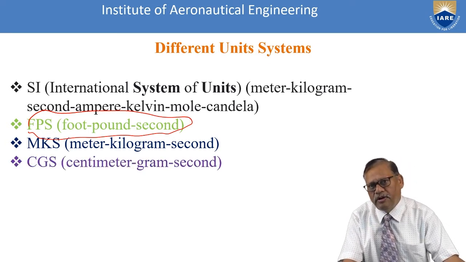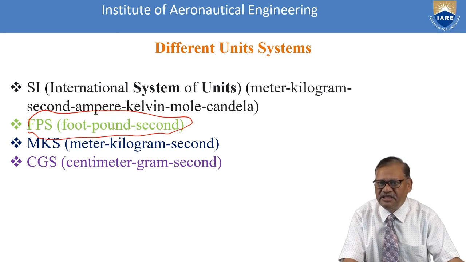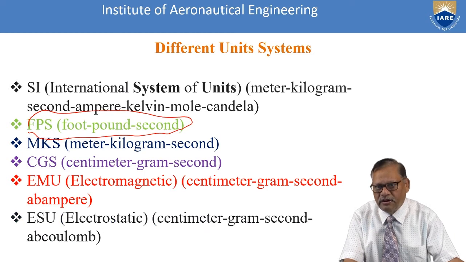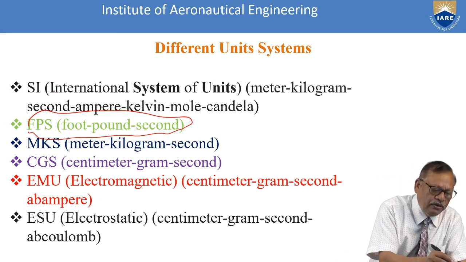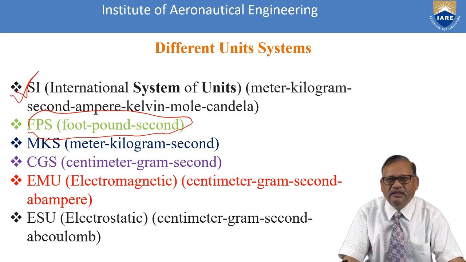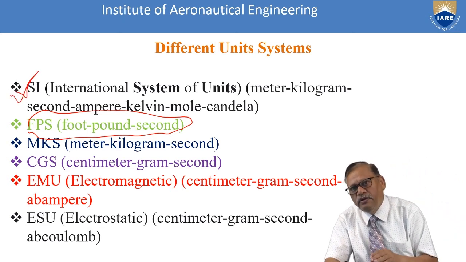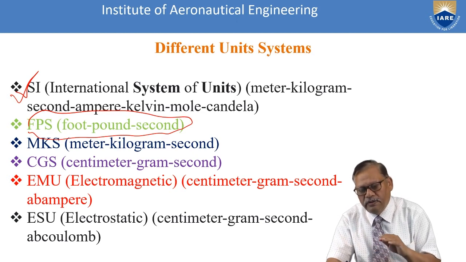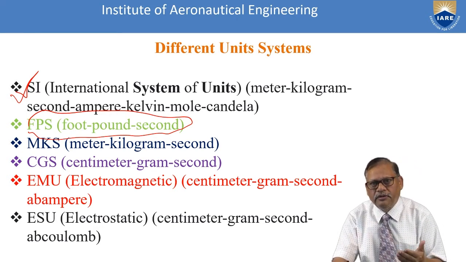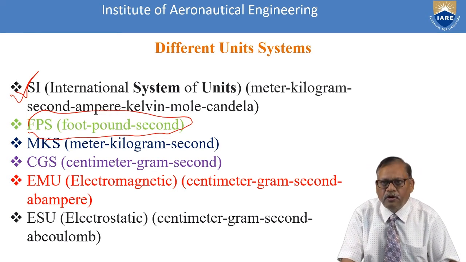Then there is the CGS system: centimeter, gram, and second. The EMU system is used by electrical and electronics people, and also by electrostatics people. We will concentrate only on SI units. Other things we will not do. If we find another system anywhere, for our computations or understanding, we have to convert it to SI units. So let us talk about that.